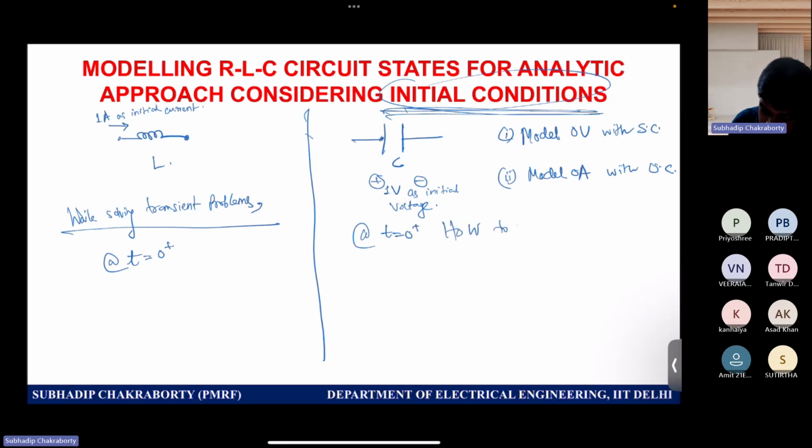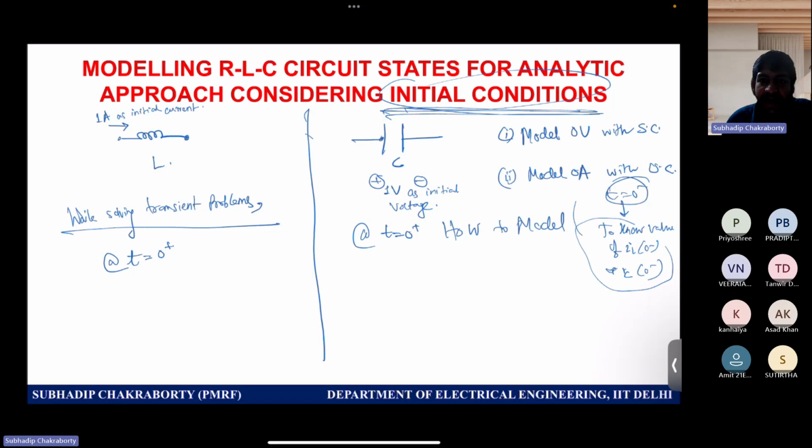How to model? Because t equal to 0 minus will help you find out the value of the initial parameters, initial current or initial voltage. Why t equal to 0 minus? To know the value of IL(0 minus) or VC(0 minus). These things it will tell you. If I ask you, who will tell you the initial condition? You have to go back to the circuit and analyze it just before switching. I will draw the switch and you can see what is connected where.